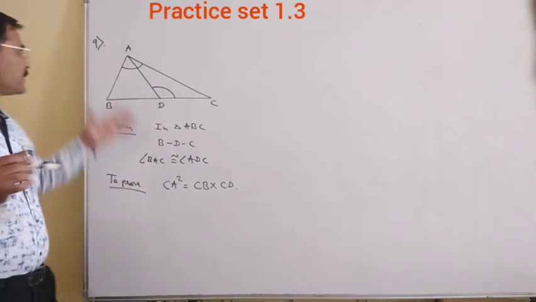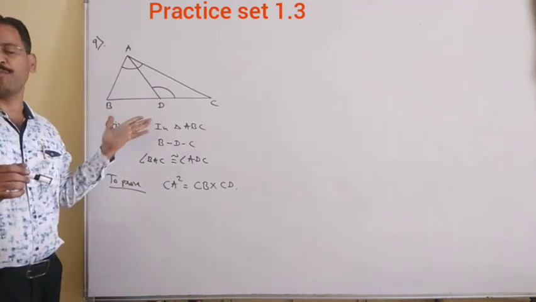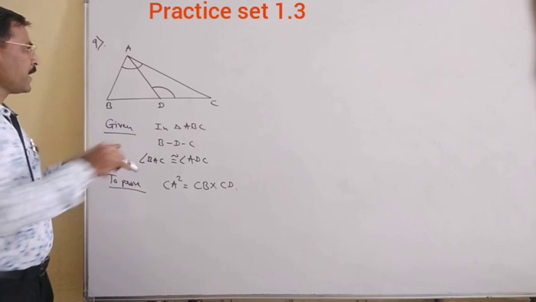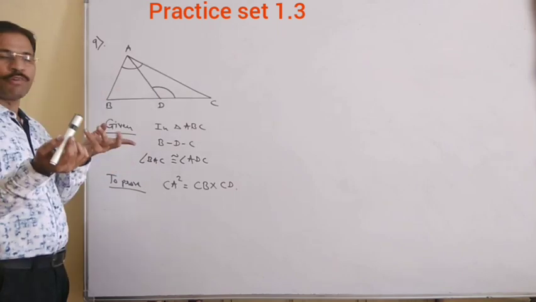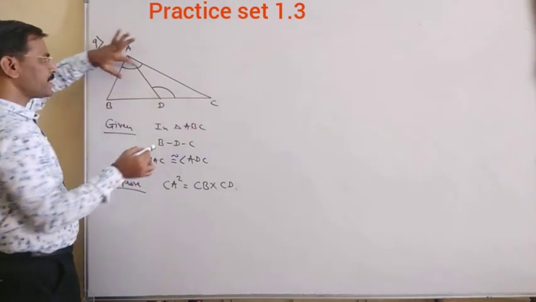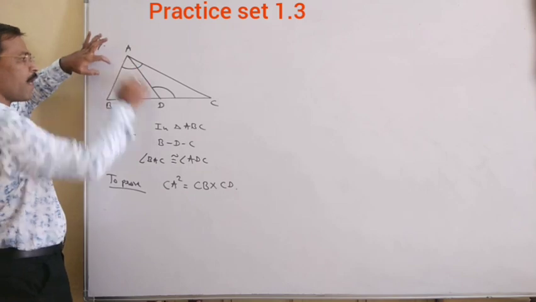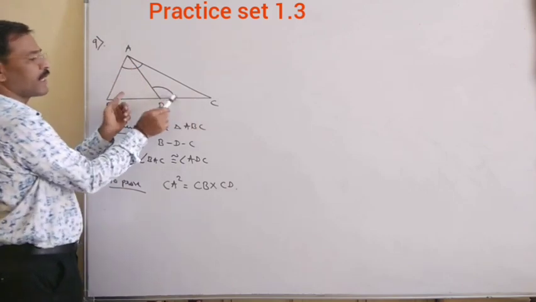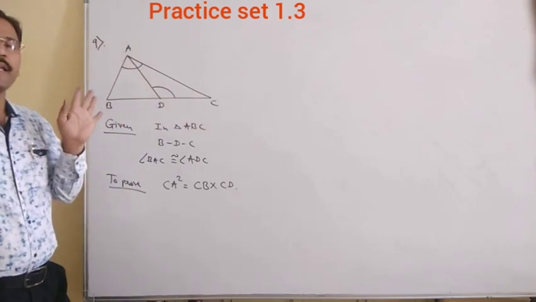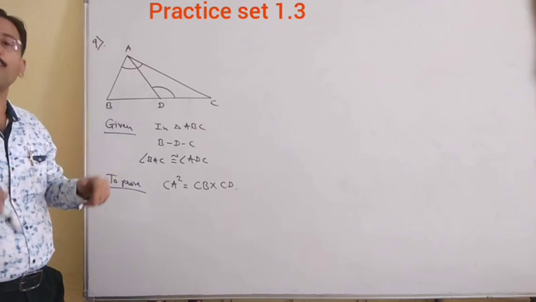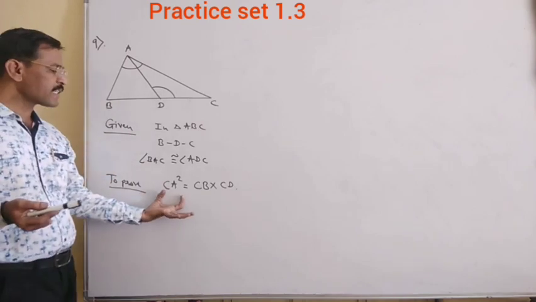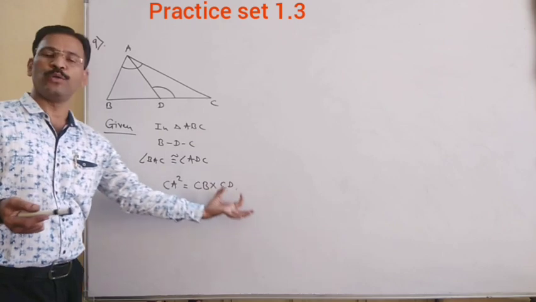See here. This is the 9th sum, the last sum from the practice set. Look here. In this figure, what is given to us? D is any point of BC, and angle BAC is congruent to angle ADC. From all that information, we are going to prove CA square is equal to CD into CD.